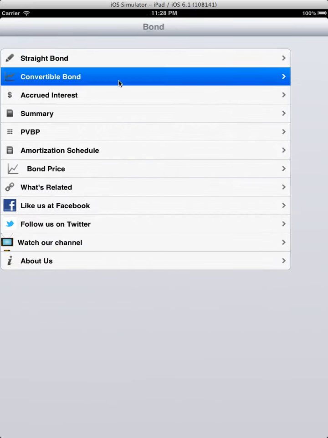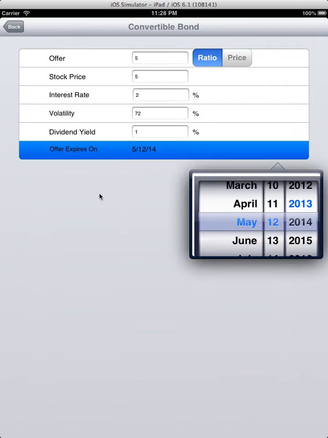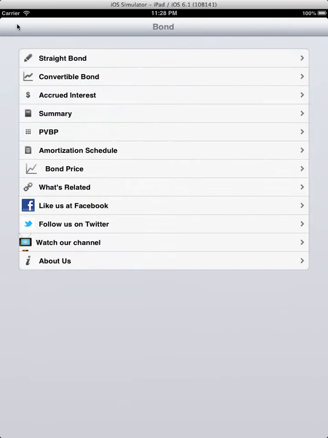So now let us say the bond is a convertible bond. In that case, the offer, whether it's a ratio or price, needs to be entered. Stock price, the current stock price needs to be entered. Interest rate, that's the risk-free interest rate. Volatility of the stock. Then the dividend yield if it is available, and when the offer expires. Those need to be entered.